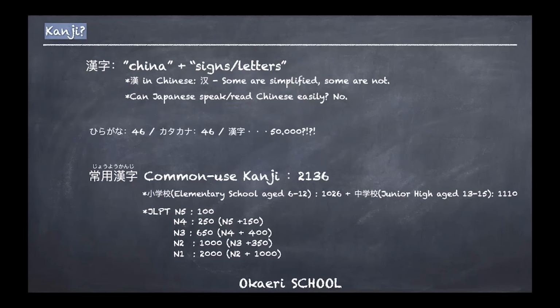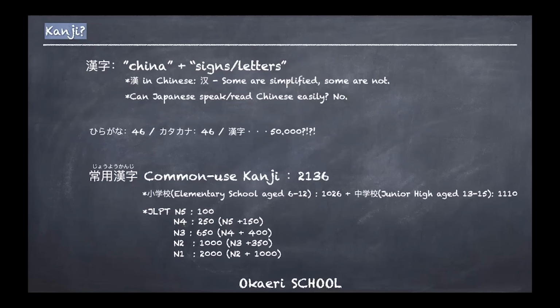So JLPT, as you might know, is the Japanese Language Proficiency Test, where you can see how good you are in Japanese, right? So N5 is the level you start with. So there are milestones, right? When you think of 2,000, that's a lot. That's too much. So you can start with 100. That's just one step. And N4, one level up, that's N5 plus 150.